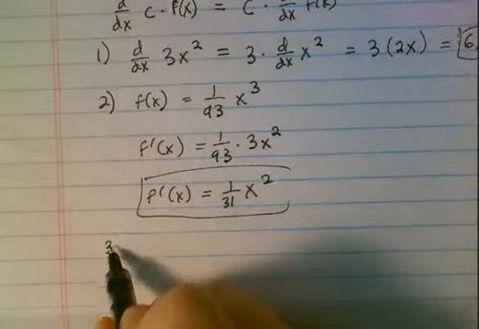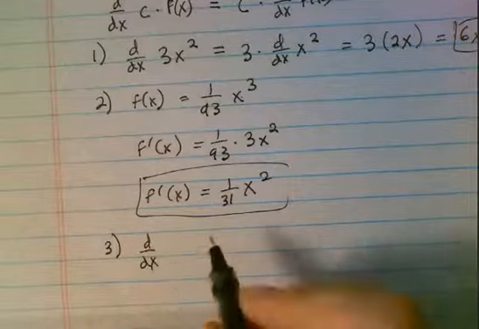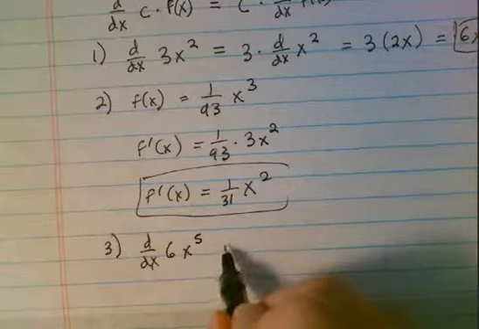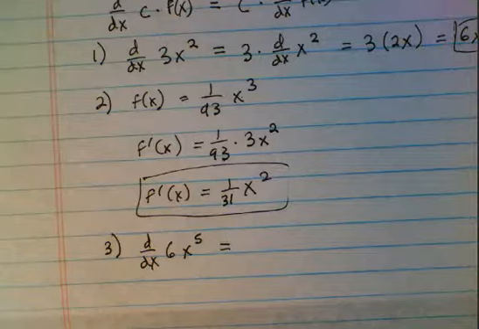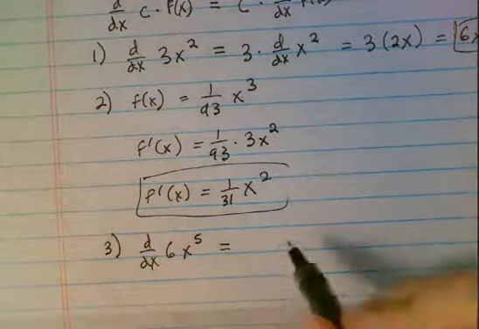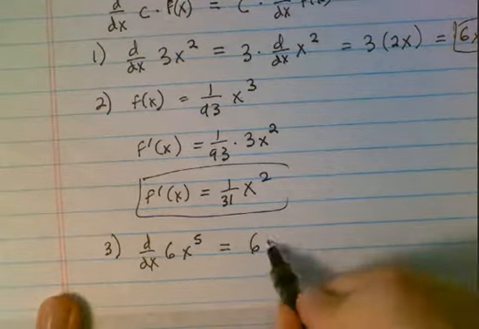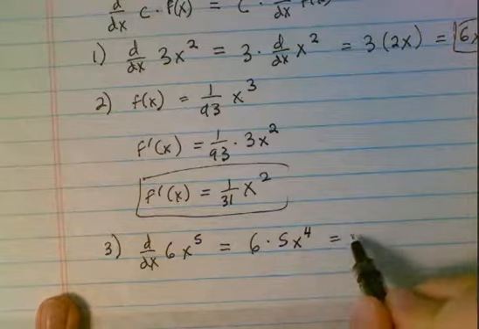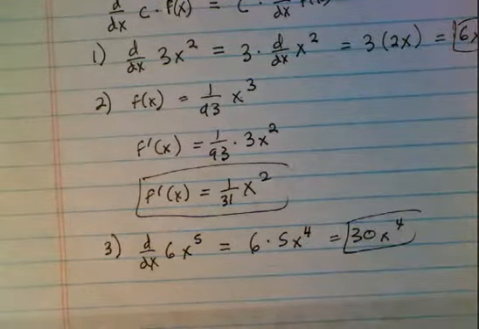Try this one on your own. Take the derivative of 6x to the 5th. Okay, that 6 is just along for the ride. We bring down the 5, subtract 1 from the exponent, and there we go.